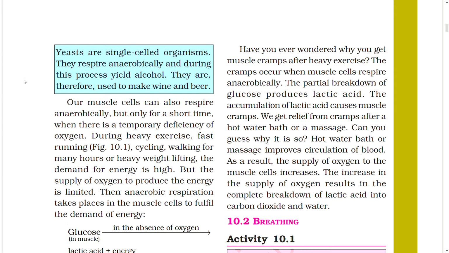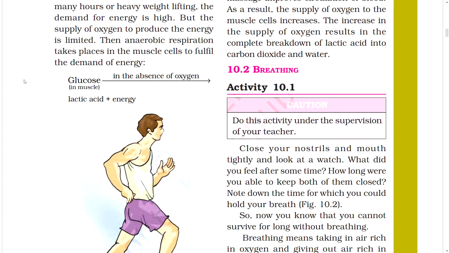Our muscle cells can also respire anaerobically but only for a short time when there is a temporary deficiency of oxygen. During heavy exercise, fast running, cycling, walking for many hours or heavy weight lifting, the demand for energy is high. But the supply of oxygen is limited. Then anaerobic respiration takes place in the muscle cell to fulfill the demand of energy. Glucose in the absence of oxygen gives lactic acid plus energy.